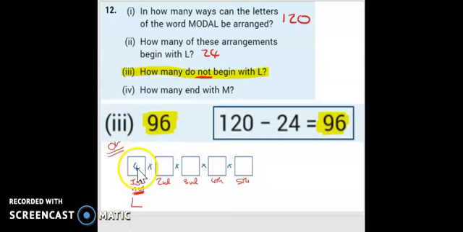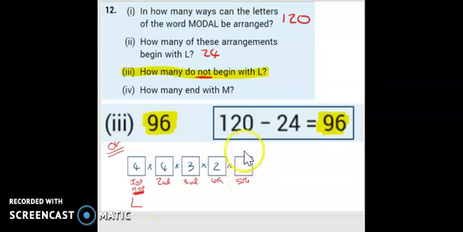Now, once we've chosen our first letter, it doesn't matter what it is, so long as it's not L, we then have 4 letters to choose from for the second letter. When we move on to the third letter, we've already chosen our first and second letter, and 5 take away 2 leaves us with 3 letters to choose from for the third letter. When we move on to the fourth letter, we've already chosen our first, second, and third letter, and 5 take away 3 leaves us with 2 letters to choose from for the fourth letter.